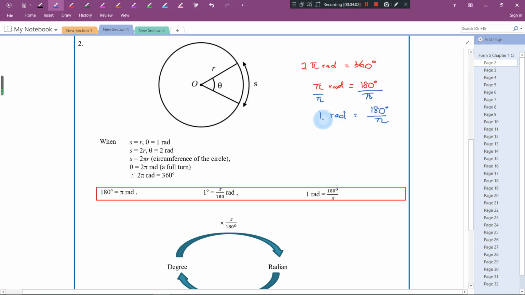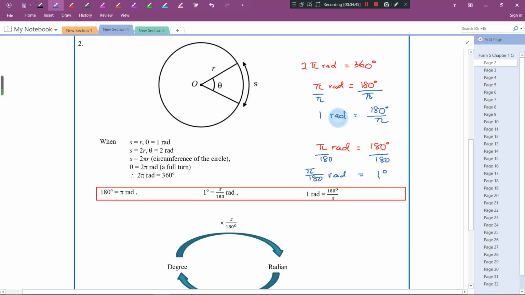So if I have 2 radian and I ask you to convert to degree, you take 2 times this. If I have 3 radian and you want to convert to degree, 3 times this. Okay, so now let me write again. Pi radian is equal to 180 degree. So now if I ask you to convert degree to radian, we need to know 1 degree is equal to how many radian, right? So I divide both sides by 180. So here I will get 1 degree, and this is pi over 180 radian.